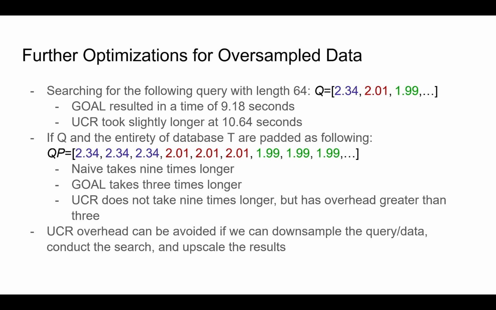For searching the following query of length 64, GOAL resulted in a time of 9.18 seconds, and UCR took slightly longer at 10.64 seconds. If we were to pad the query along with the entire database to look like this, denoted as QP, then naive DTW will take 9 times longer, GOAL will take 3 times longer, and while UCR does not take 9 times longer, it does in fact have an overhead greater than 3 times more. This overhead can be avoided though if we can downsample the data, conduct the search on this data, and then upscale the results to the original data.